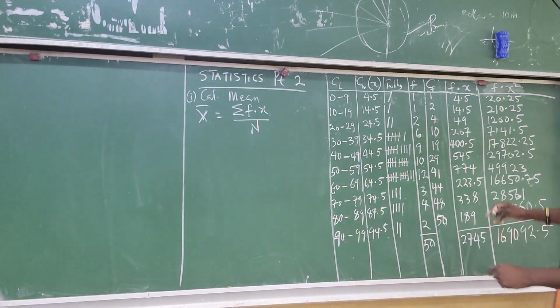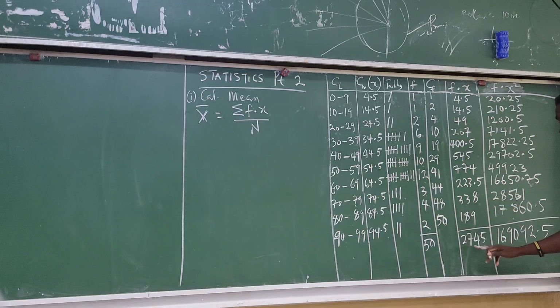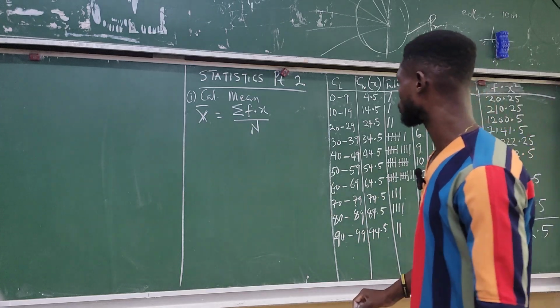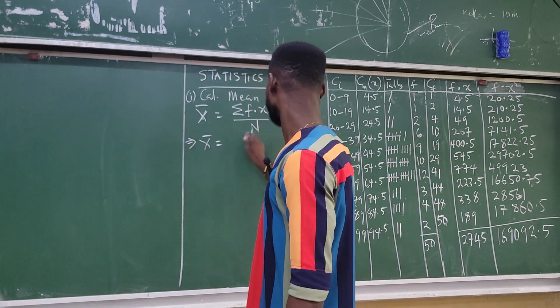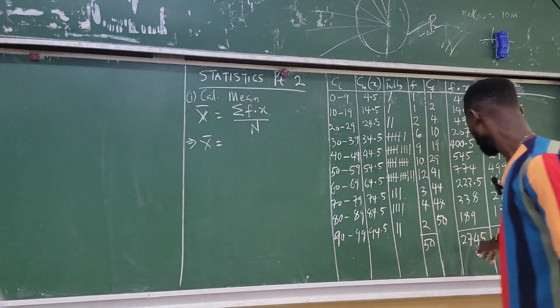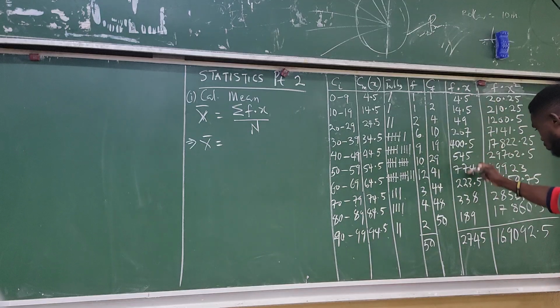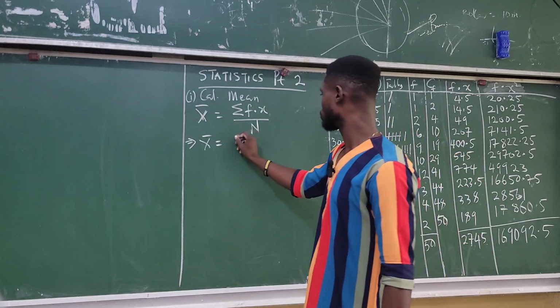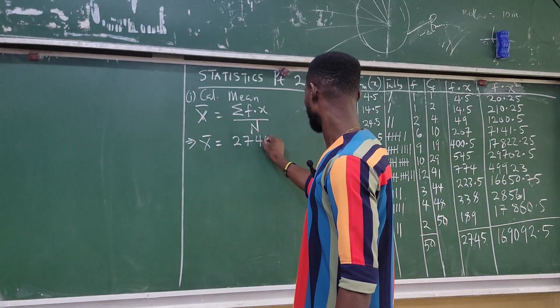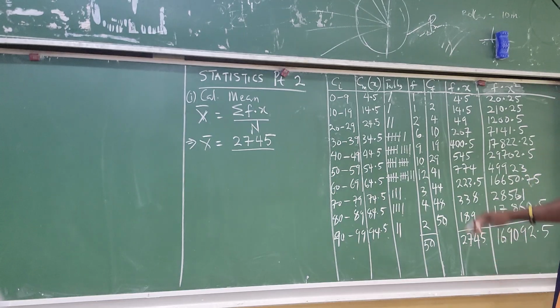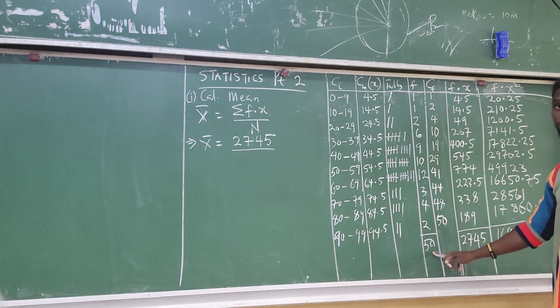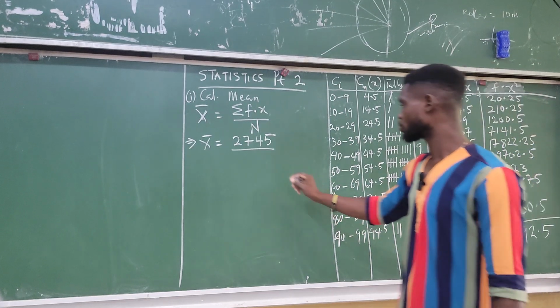Summation of f of x, if you come back to our distribution table, this is summation of f of x, which is this. So your x bar will be equal to summation of f of x, which is 2745. That is the total, sum all these things, add them together, gives us 2745 over n. What is n? Number of the frequency. What is the total number of the frequency? That is 50. N is 50.